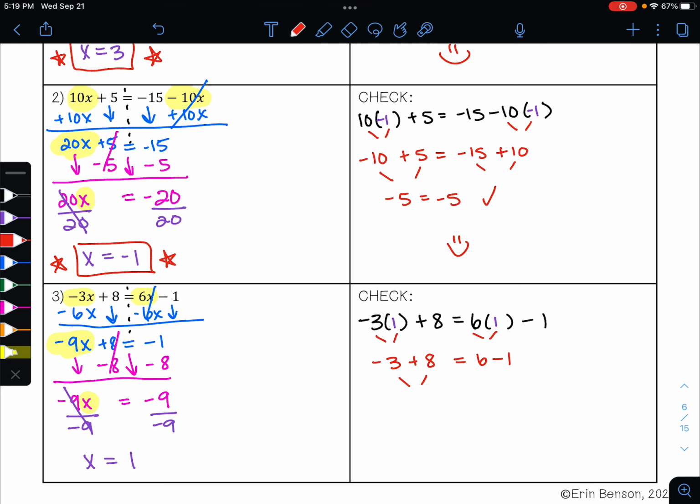Negative 3 plus 8 is 5. Bring down my equal sign. 6 minus 1 is 5. 5 equals 5. We have solved this equation correctly. 1 is the solution.